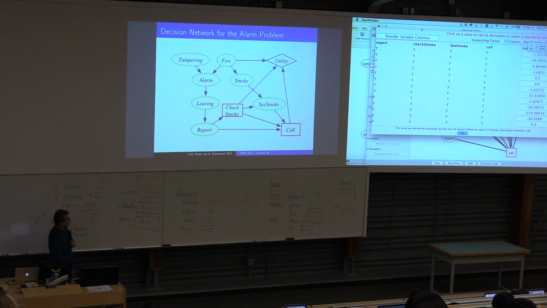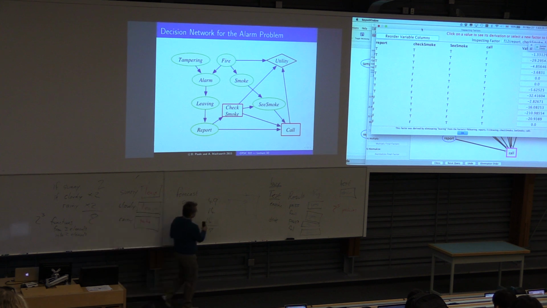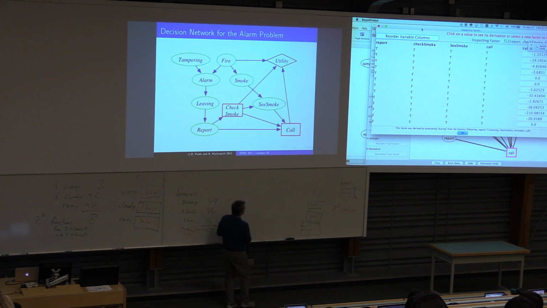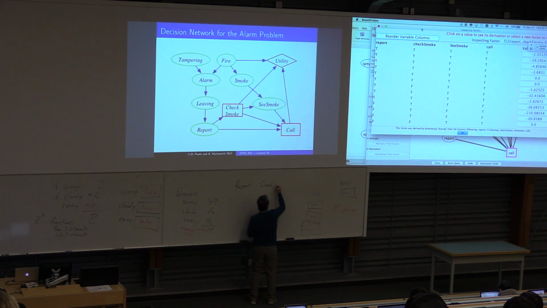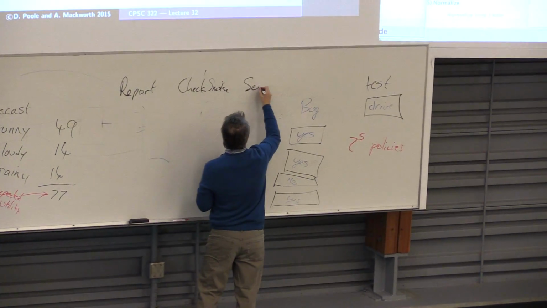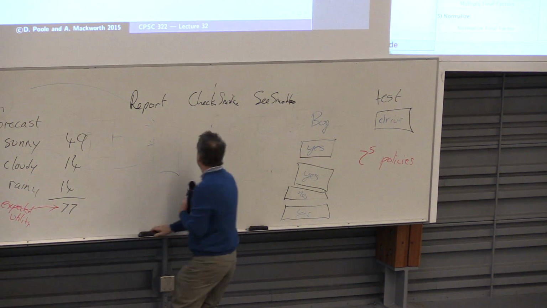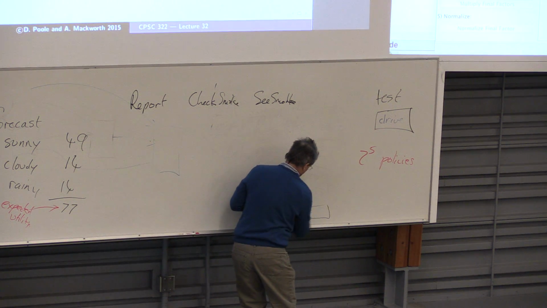But what about call? Is it in a factor with a subset of its parents? What are its parents? Report, check smoke, and see smoke. Right. So we can eliminate call by maximizing. So call is going to have a factor. For every report, for every value of check smoke, and for every value of see smoke, we get to choose what to do.